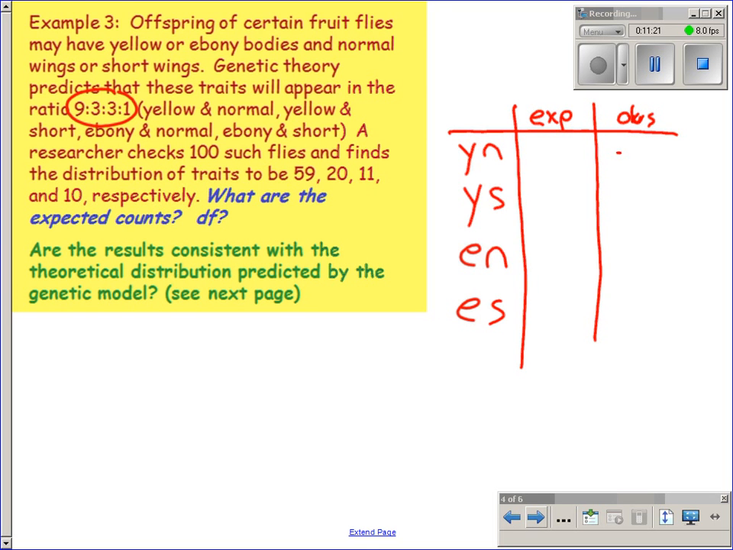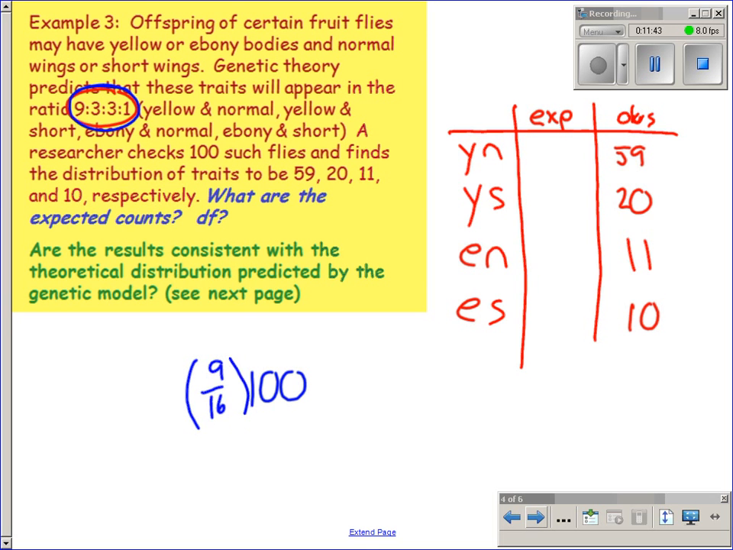Well, I observed 59 of these guys, 20 yellow short, 11 ebony and normal, and 10 ebony short. So I have observed counts. Now the expected count's a little bit trickier, and I'll switch colors for this. We're supposed to have 100 altogether, and right here, the ratio tells me what I should have. So 9/16, and I get 16 by adding all those numbers together. 9/16 of them should be yellow and normal. And if I do it on my calculator, I would expect to see 56.25.